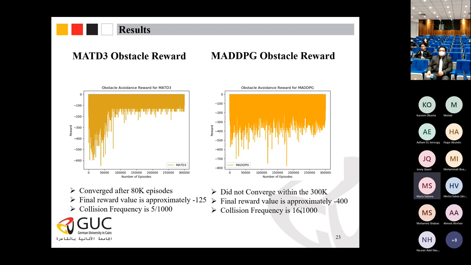Lastly, the obstacle avoidance reward function. For the MATD3, the policy converged after 80,000 episodes on a final reward of negative 125, which translates to approximately 5 collisions every 1,000 episodes.